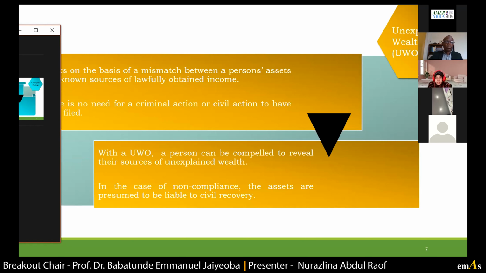Now, what is the unexplained wealth order? It works on the basis of a mismatch between a person's assets and known sources of lawfully obtained income. There is no need for a criminal action or civil action to have been filed. With the unexplained wealth order, a person can be compelled to reveal their sources of unexplained wealth, and if they do not comply, their assets are presumed to be liable to civil recovery. In the UK, this order is applicable to politically exposed persons as well as to companies if there is a connection with the politically exposed person.